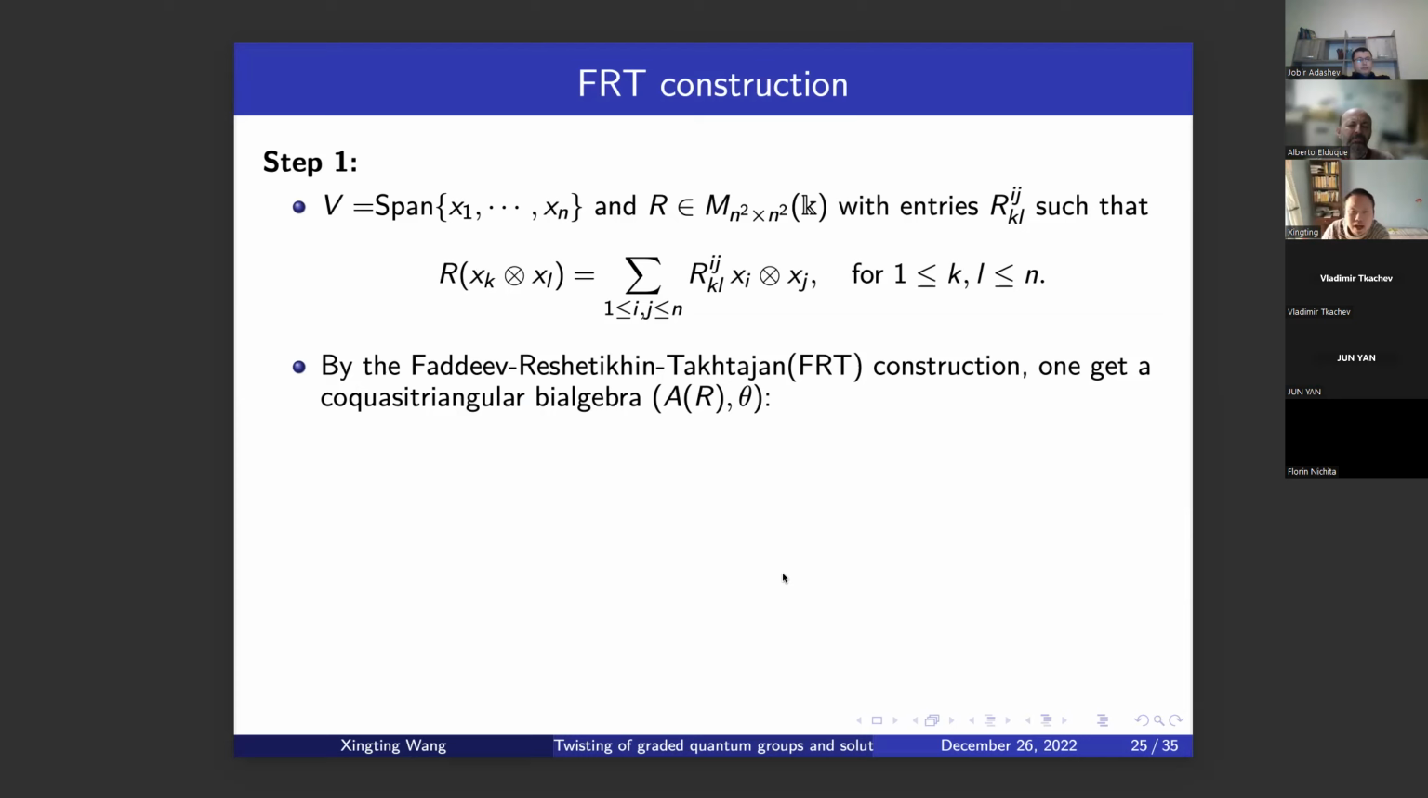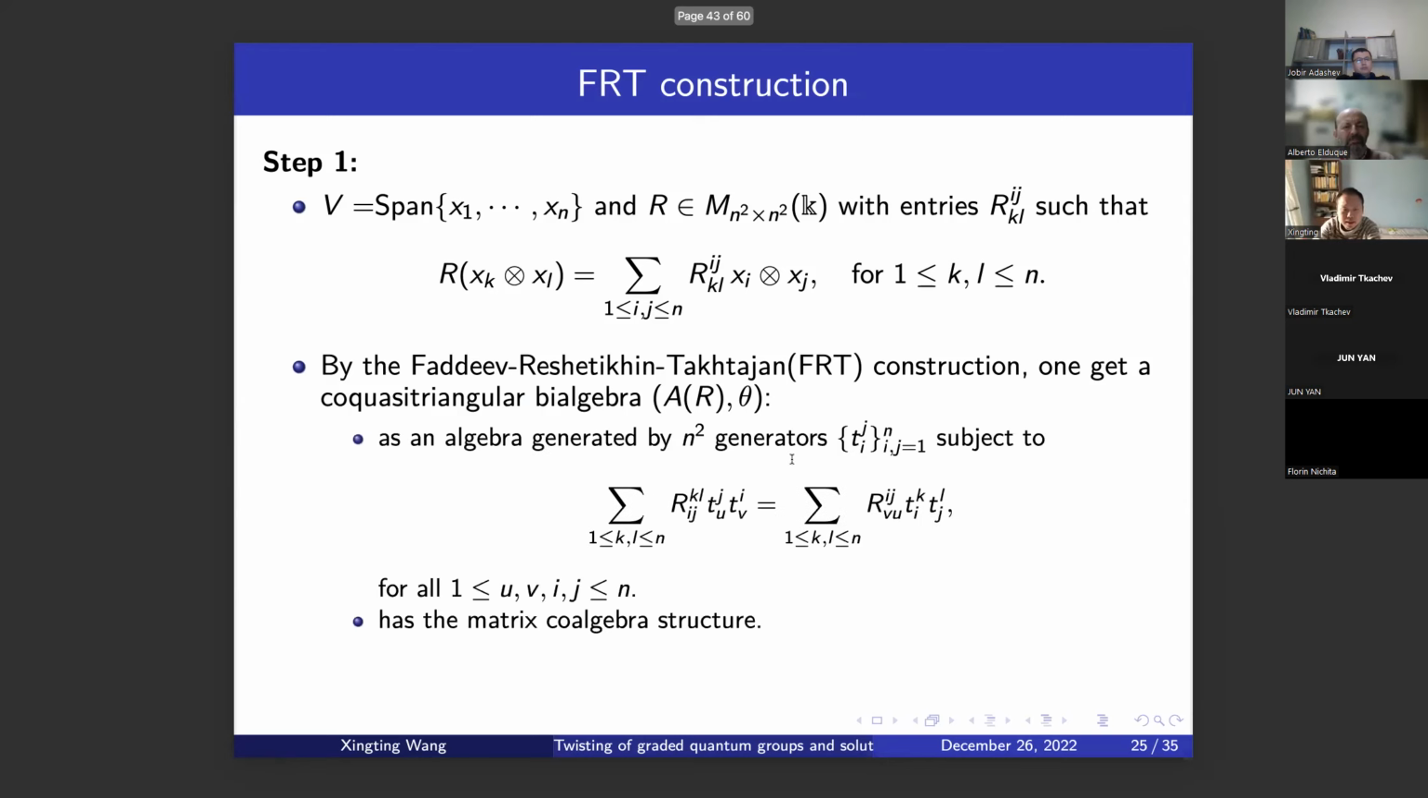Given an R matrix, there is a very classical construction in quantum groups called the FRT construction. I'll quickly review it. You start from an R matrix, and you can get a quasi-triangular bialgebra. I use the notation A_R, and the quasi-triangular structure is given by theta. I may need to say a little more about the details, but it's not that important to the whole idea.